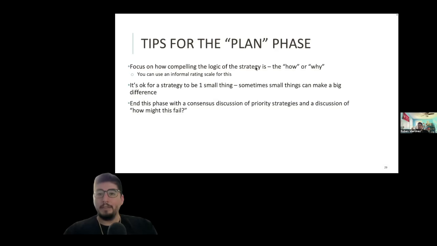End this phase with a consensus discussion of your priority strategies. And I like to have a discussion again about how this would fail, right? Just really asking the question: we've done this, we're 3 years in the future, this thing has failed. We're 6 months in the future, even this thing has failed. Why did it fail? And really documenting and refining that plan based on that information.